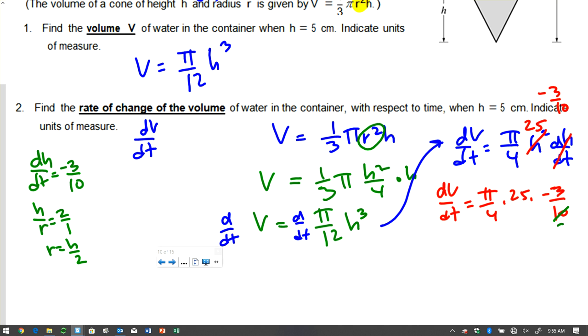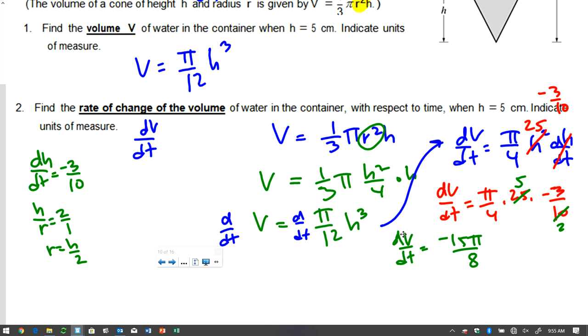If I divide by 5 there, I'll get dV/dt equals -15π/8. Can someone give me a check on that? -15π/8? Yes, no, maybe? Yes. Okay, yes. I heard one yes.